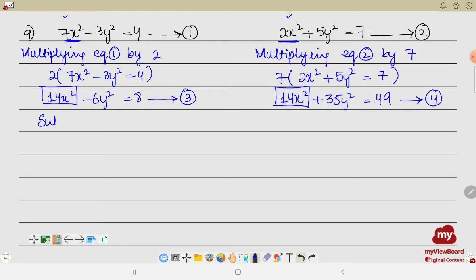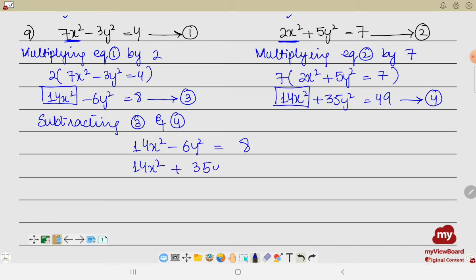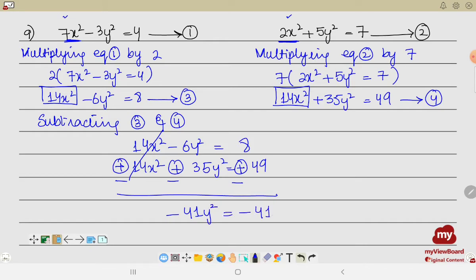So what are we going to write? Subtracting. Yes, we need to change the sign. So for changing the sign, we are going to subtract 3 and 4. Let's subtract the two equations. While subtracting the two equations, we are going to change the signs. We'll encircle the original signs and change the signs. So 14x square gets cancelled by 14x square. We have minus 41y square equals minus 41, right?